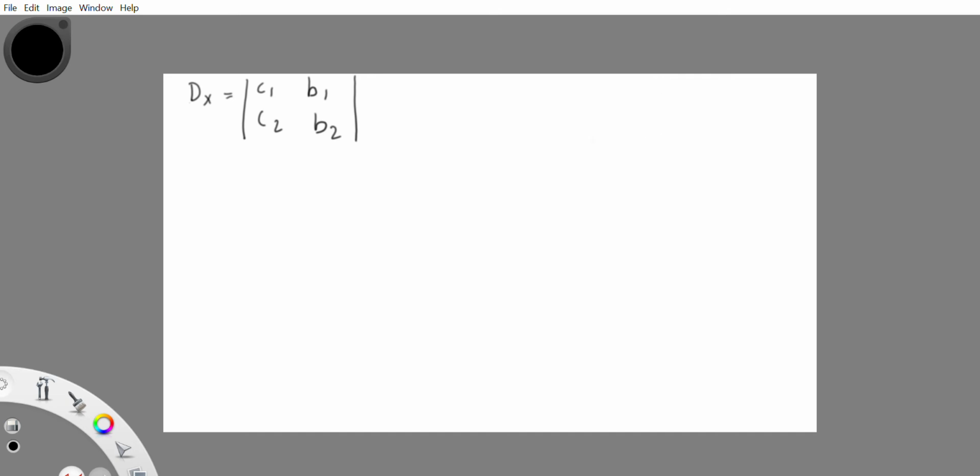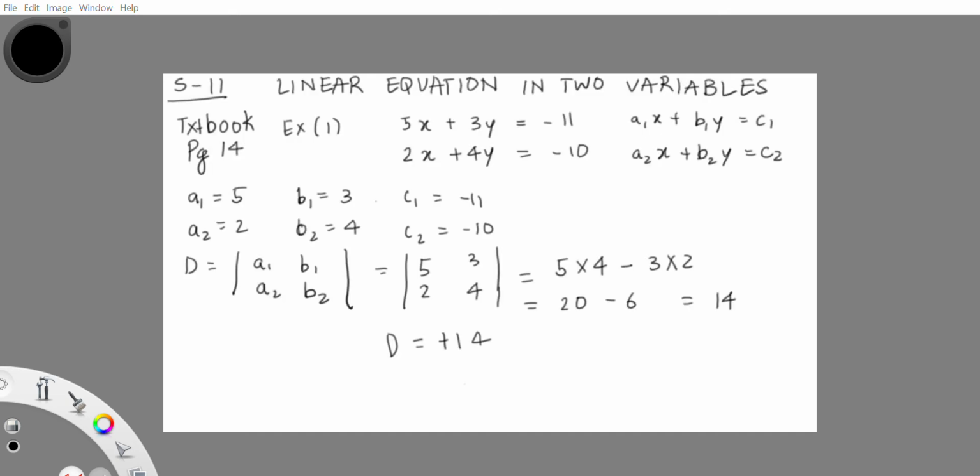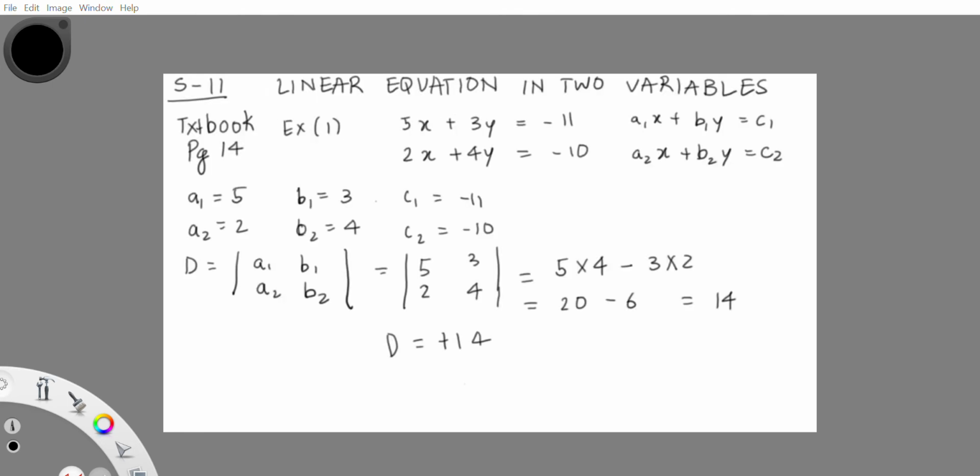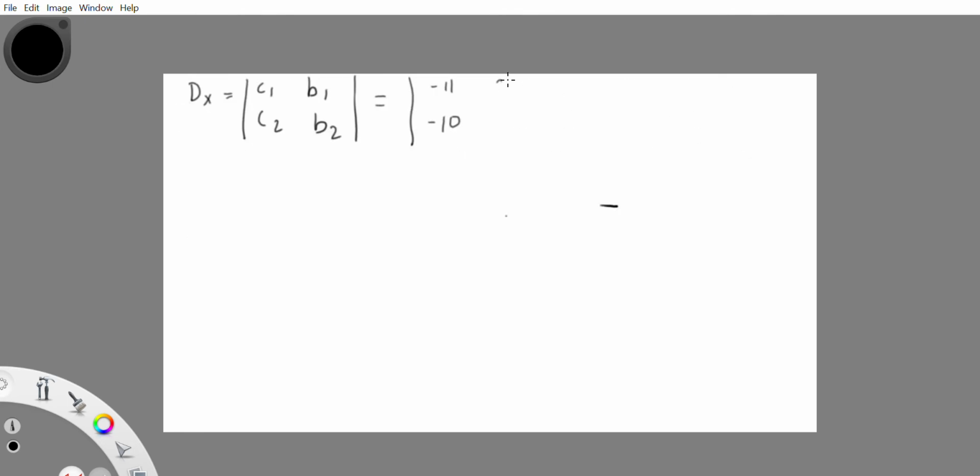Now checking all the values, sorry, I need c1, c2, b1 and b2. My c1 value is minus 11, c2 value is minus 10, and my b1 value is 3, b2 value is 4. So here I have 3 and here I have 4.